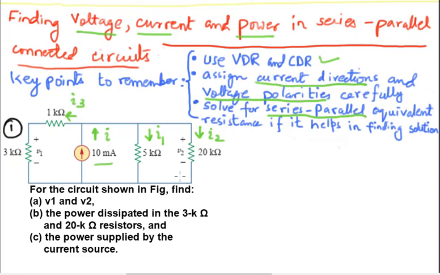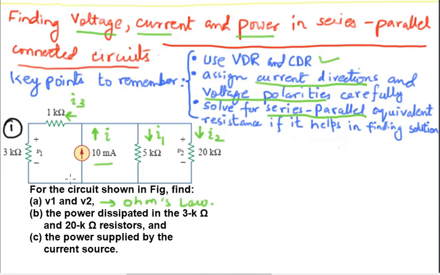So how are we going to find voltages when we are actually applying current division rule? The answer is very simple. After applying the current division rule and finding out the currents I1, I2 and I3, we can easily find out the voltages using Ohm's law. Ohm's law is always going to be used in circuit analysis.